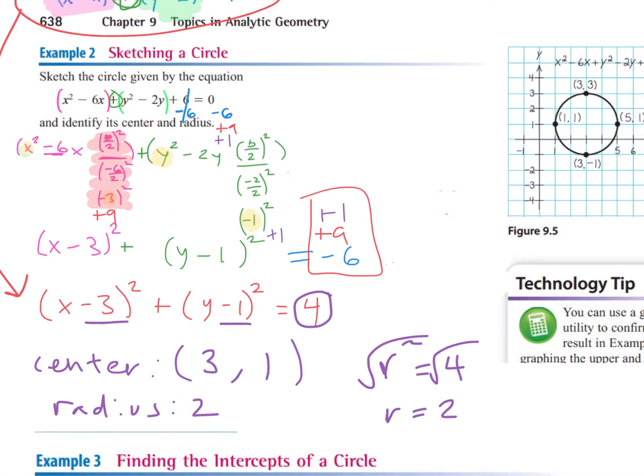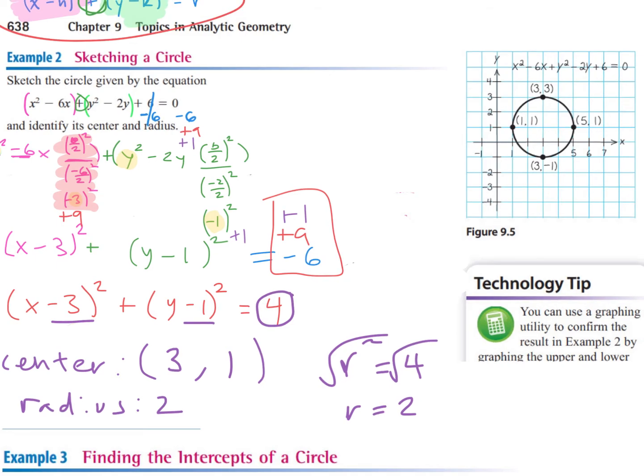So if we look at the picture that was drawn for us, our center is 3, 1, so we go to the right 3, up 1. And then our radius is 2, so we go 2 in every direction. That's our circle.